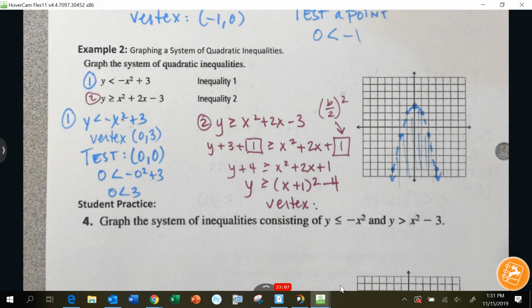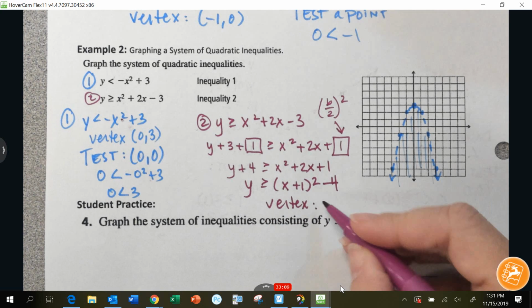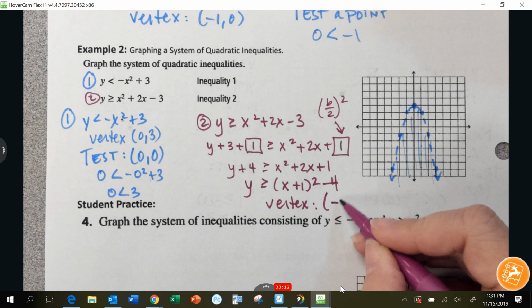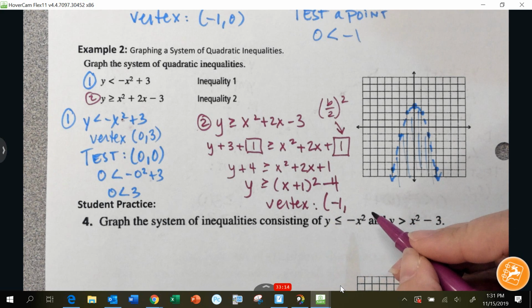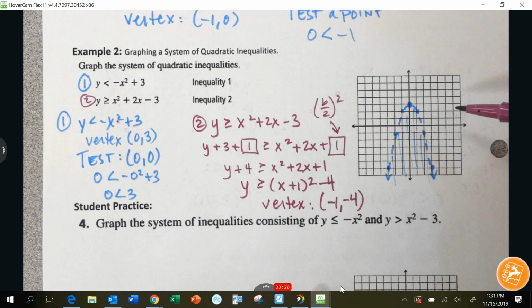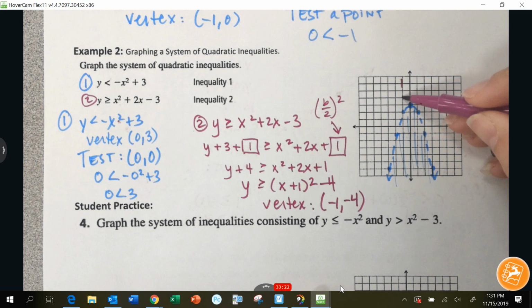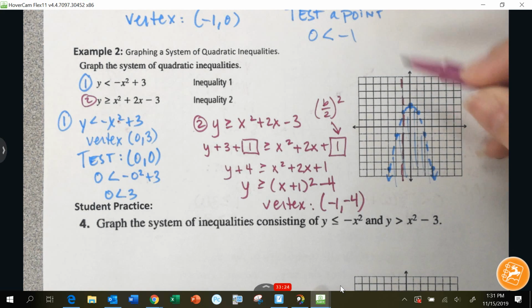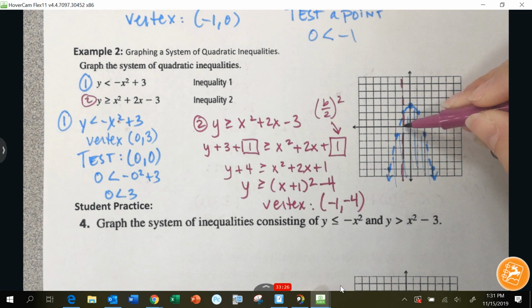Oh, wait. Did you not do the vertex? I didn't write it yet. What is my vertex? Negative 1. It's an ordered pair. Negative 1, negative 4 is the vertex. That means my axis of symmetry is at x equals negative 1. I didn't write down the axis of symmetry. My vertex is at negative 1, negative 4.